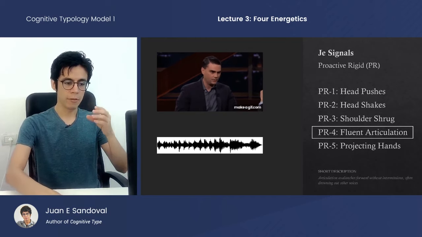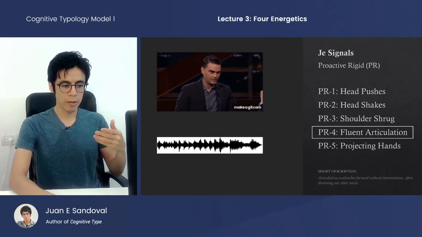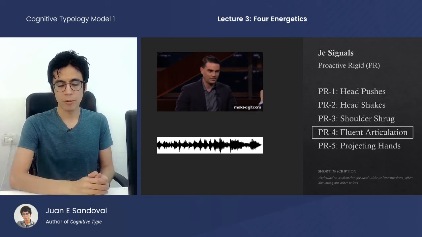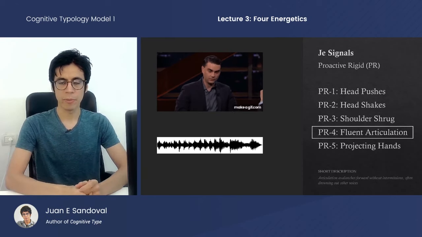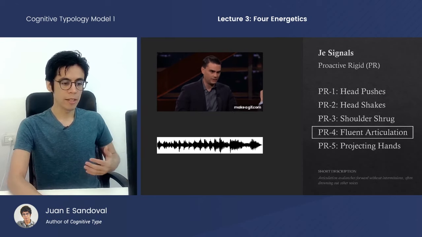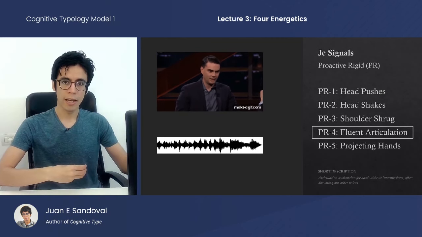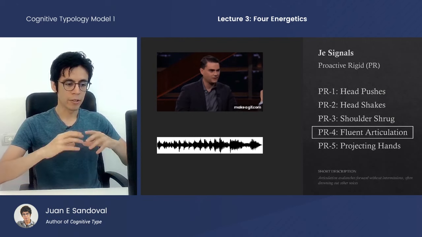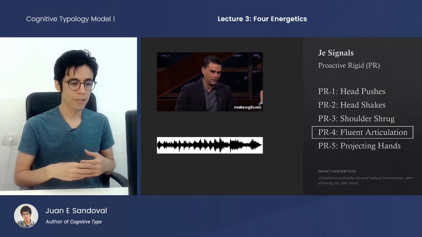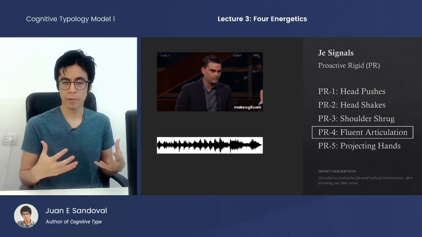It doesn't have a lot of rests and stops, aside from the ones that might be due to waiting for the other person to speak. But if the person is speaking themselves, then there's no problem going on and on and on and saying the next thing without really stuttering or clamping in between. So JE tends to be hyperverbal.